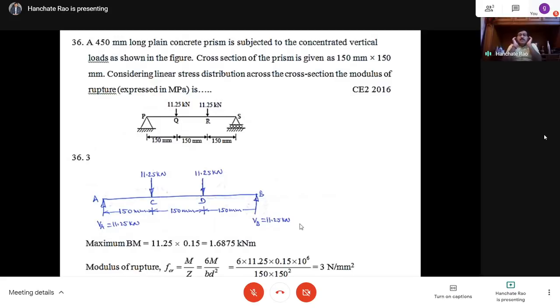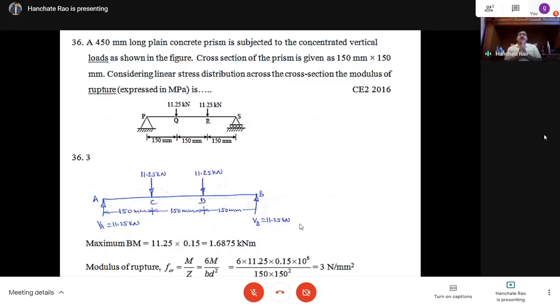First of all, what is modulus of rupture? Modulus of rupture for concrete or any other material is defined as the maximum stress which the material can bear. That maximum permissible stress is called the modulus of rupture. So we have to find out what is the maximum stress.